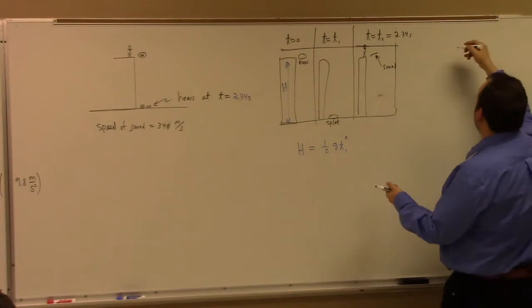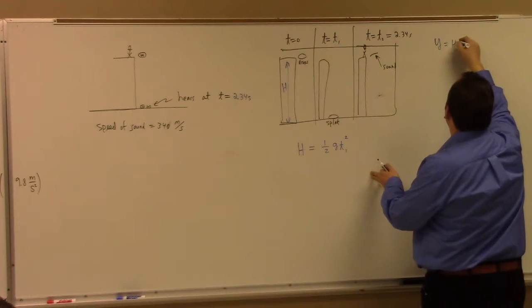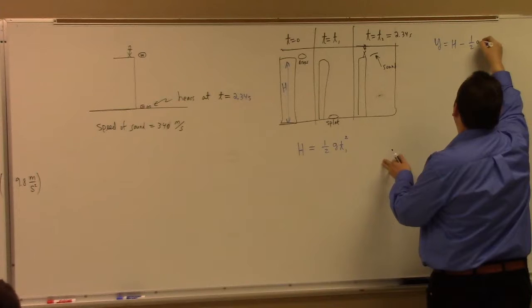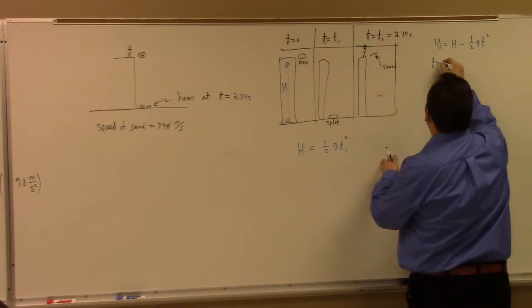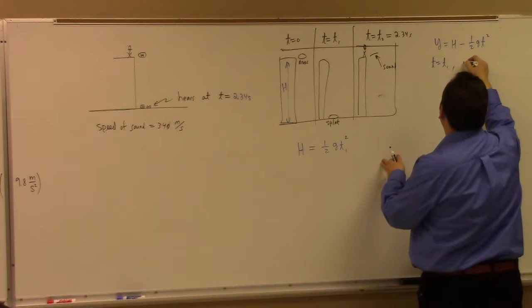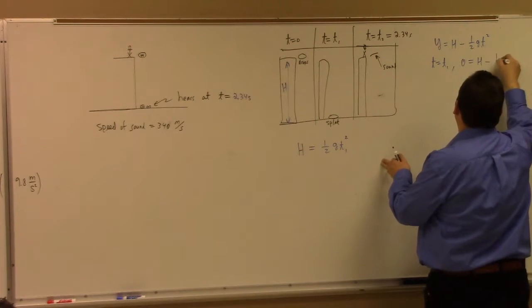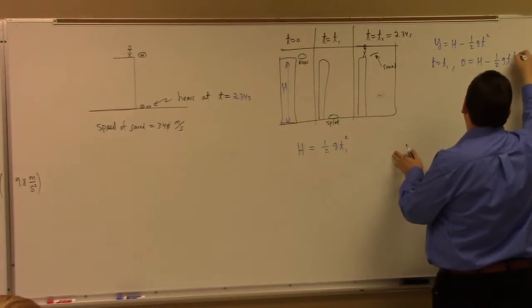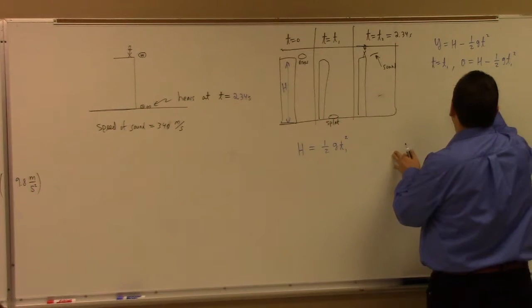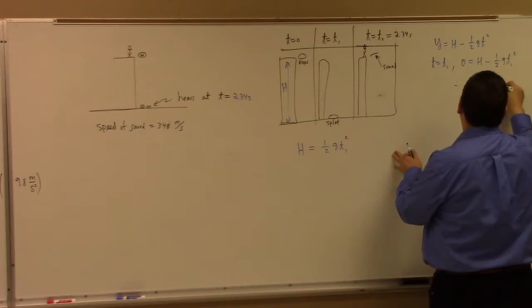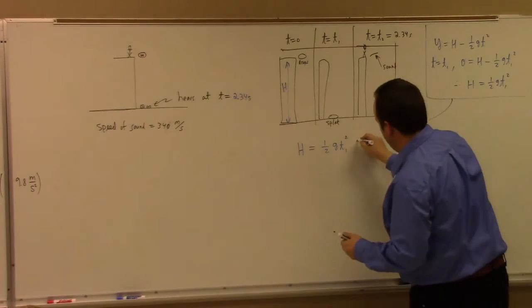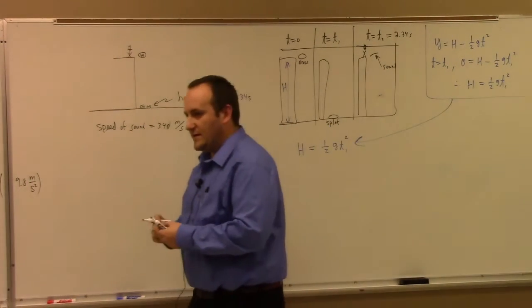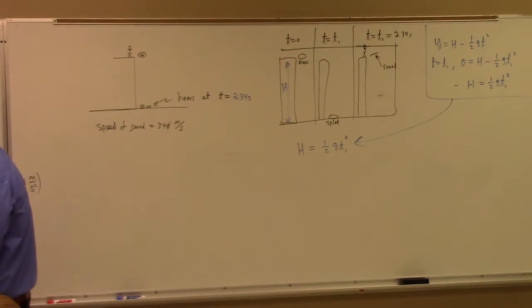I can be more methodical here. Y is equal to h minus 1/2 gt squared. So at t equals t1, we have 0 is equal to h minus 1/2 g t1 squared. Therefore, the height of the building is 1/2 g t1 squared. There's the derivation of this from the basic kinematic equations that I stated and proved for you the other day. Then what?